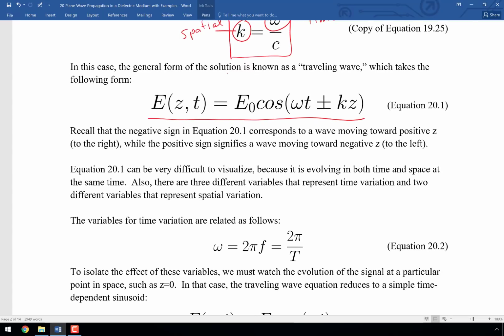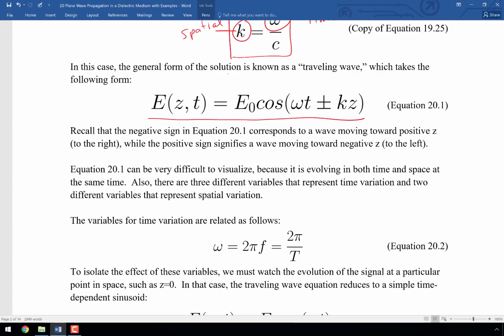Just wanted to remind you that when we're focusing on equation 20.1, it's actually very difficult to visualize that equation because it's varying in both time and space. And our brains do very well with studying one variable at a time. We can understand variation with time, we can understand variation with space, but when it varies in both at the same time, unless we're looking at an animation, it's very difficult for us to understand exactly what's going on there.